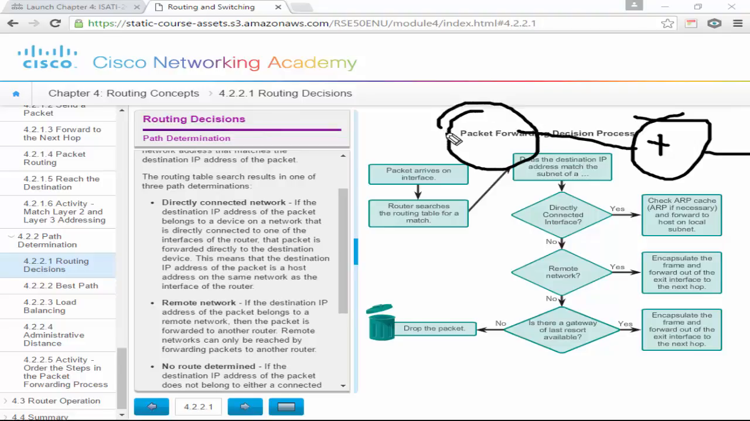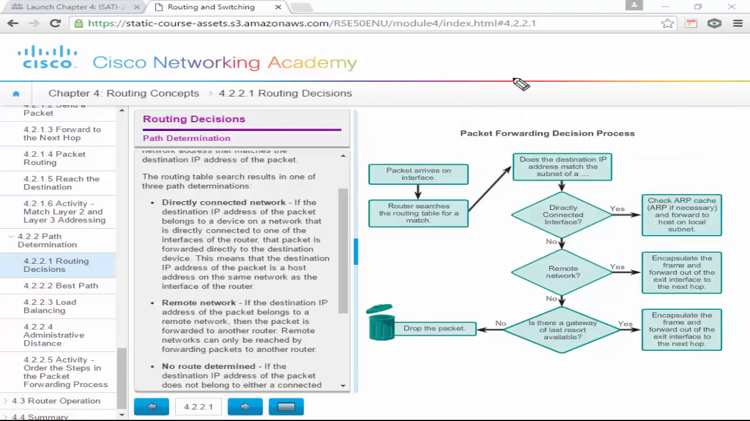Then a remote network would be what's not directly connected, something over here. And so to get there, we have to put a static route or do a dynamic route, or there's no route detected and it throws those bits into this bit bucket down here, which is just a garbage can, and that was supposed to be fire, and so they're burning up in the garbage can.